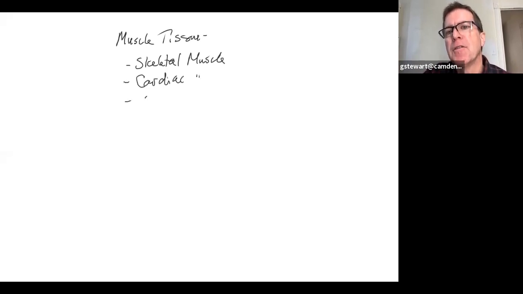So let me hit my first whiteboard here and just do really quickly. I'm going to do general types of muscle tissue and their characteristics. So this whole chapter is about muscles and muscle tissue. I'm going to start off with muscle tissue. There's three main types. We touched on this when we talked about the tissues: skeletal muscle, cardiac muscle, and smooth muscle.